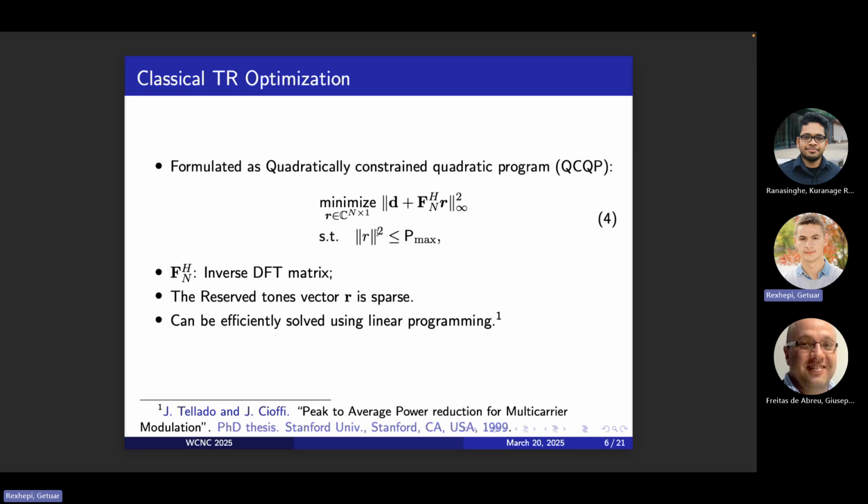So these reserve tones have to obey some power budget. It has to be mentioned that this R vector is a sparse vector, which means that it has some dummy data that are going to be used for peak reduction, and others are zero, because we want to transmit data also. Otherwise, this system would be inefficient. It is also worth mentioning that this problem 4 could be projected into some linear programming and then efficiently solved using some CVX toolbox or interior point methods, which are known in the optimization community.